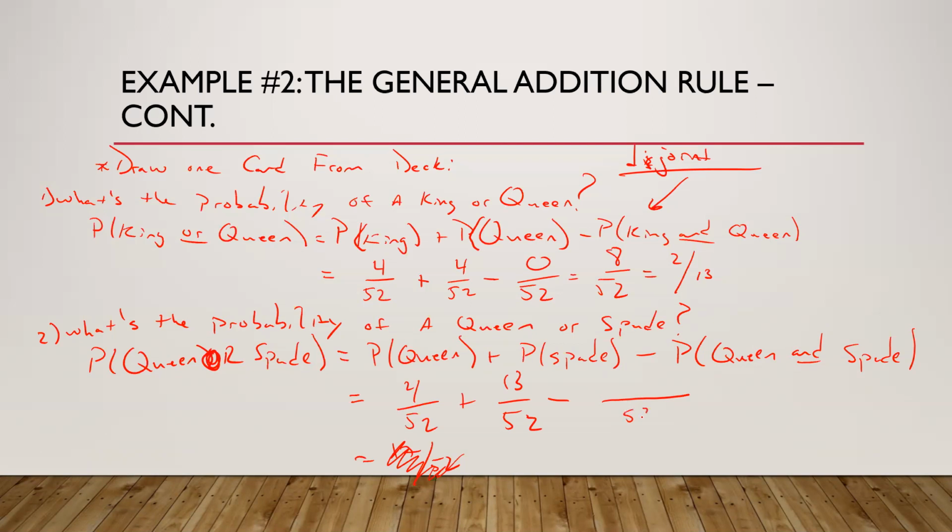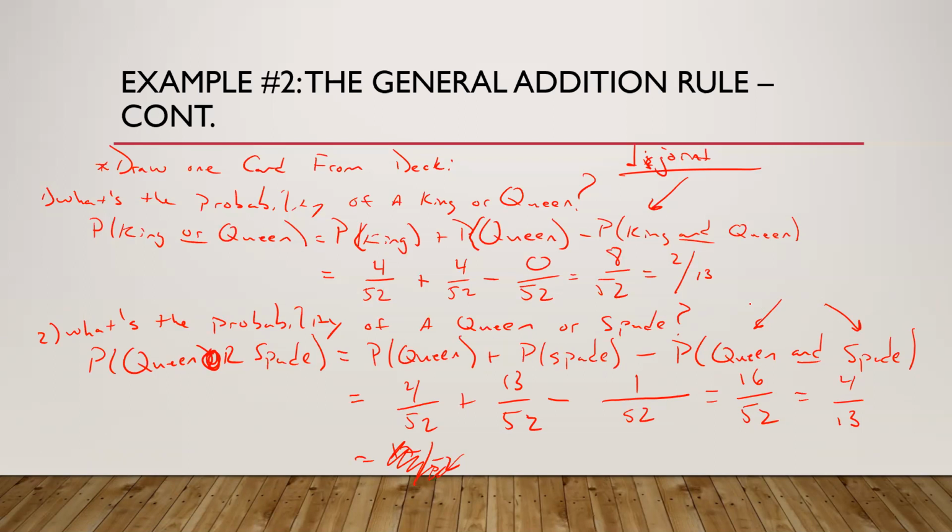Well, the denominator is 52. How many cards in the deck are both a queen and a spade? 1. Yep, the queen of spades, 1. So the correct answer here is 4 plus 13, 17 minus 1. It's 16 out of 52, or just 4 out of 13. So if you do the subtraction here, it just really depends on the problem. You have to think it through. Okay? So does that kind of make sense?